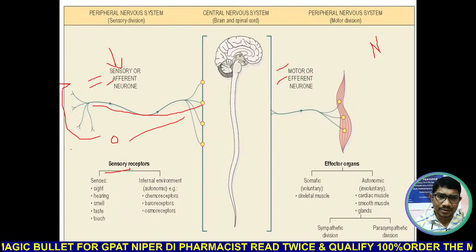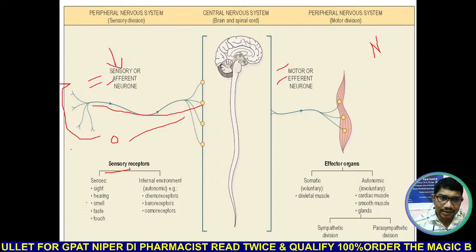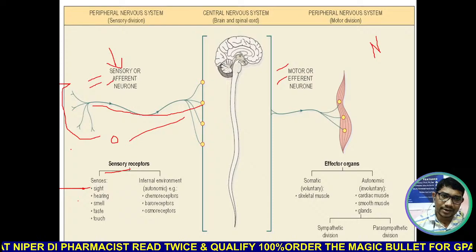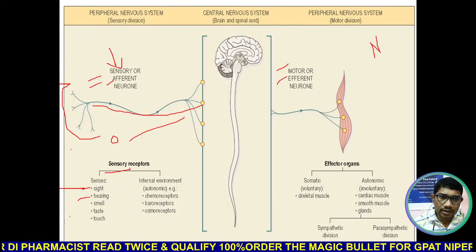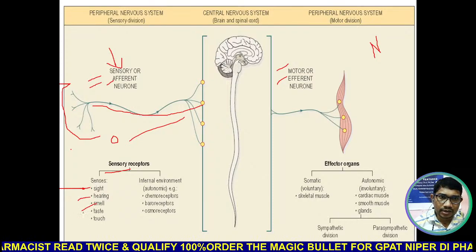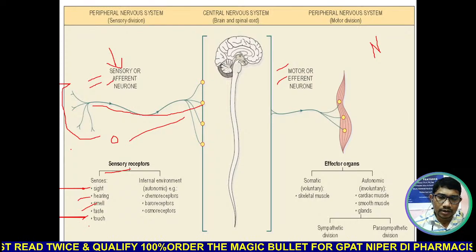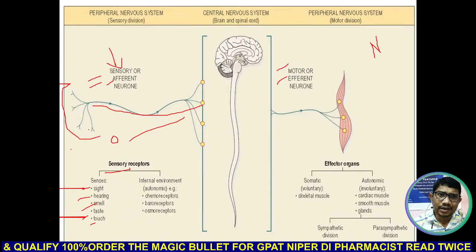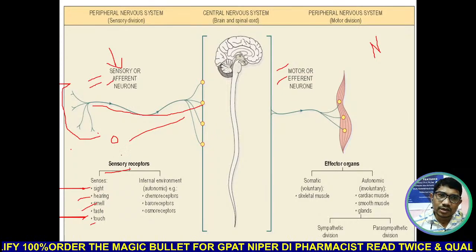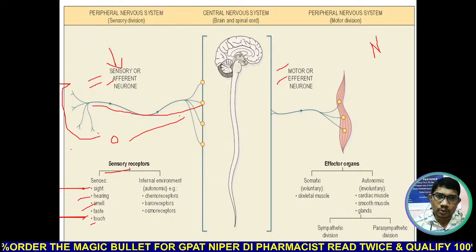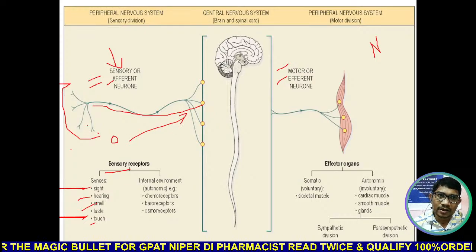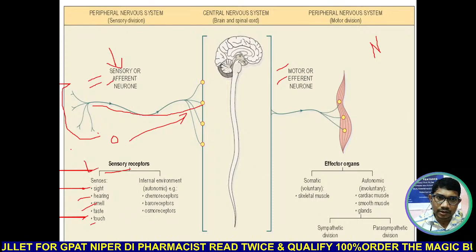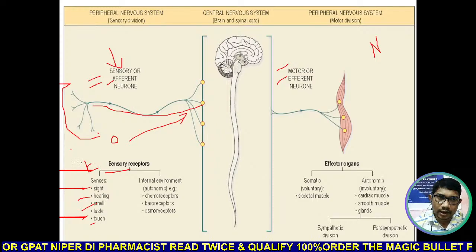Sensory receptors, for example, sight in the eyes. In the eyes you have sensory receptors for sight or light. Hearing in the ears, in the nose you have smell, in the mouth you have taste, touch, right? So these sensory receptors will carry information from outside to the brain. That's why afferent neuron. This is the external environment.